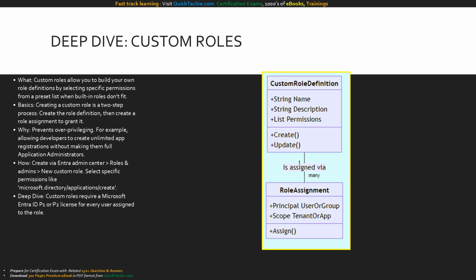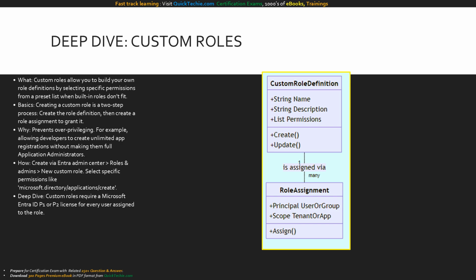Let's look at the programmatic structure of custom roles in this class diagram. On the left, we have the custom role definition, which contains the name, description, and the exact list of granular permissions. This definition is a static template. On the right is the role assignment.